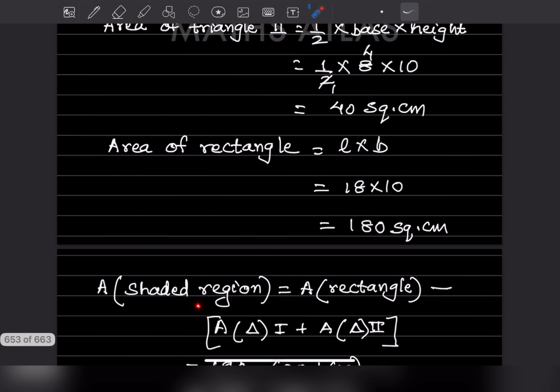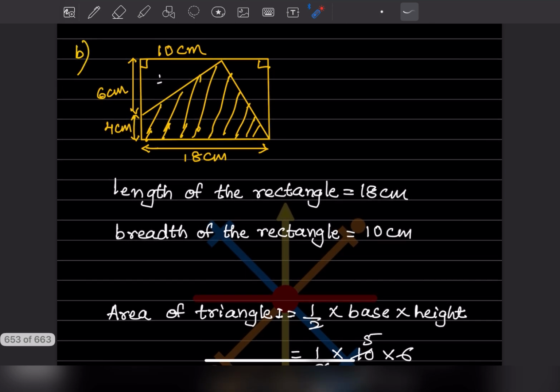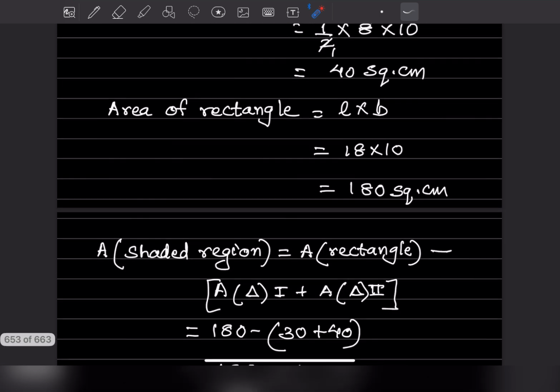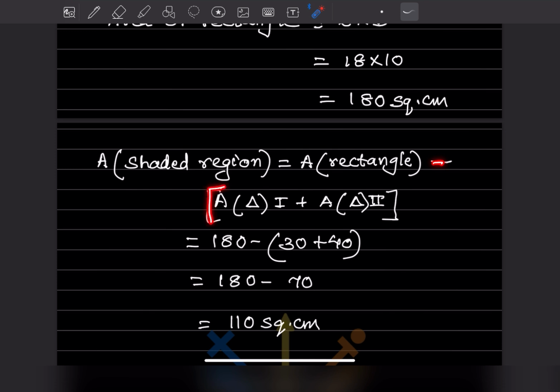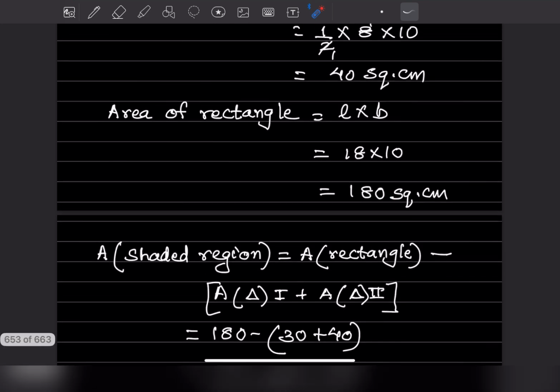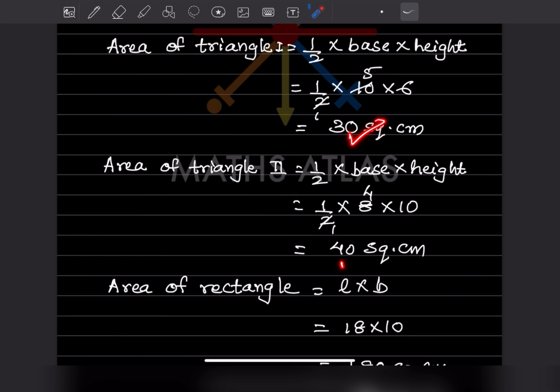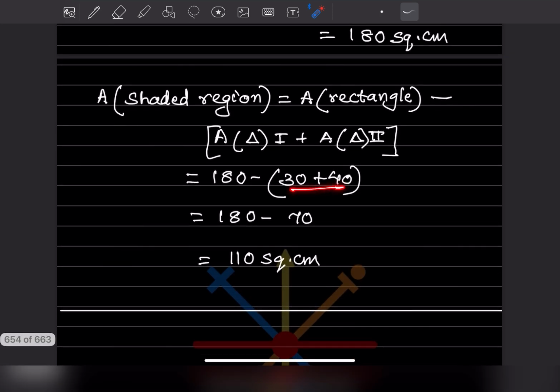So the area of the shaded region will be the area of this rectangle, from which you are going to subtract the area of triangle 1 and the area of triangle 2. We can also write this one minus, and then put this in a bracket, but here you have to put a plus sign. That means minus the area of this triangle minus this one; minus plus becomes minus. So we got the area of the rectangle as 180, triangle 1 is 30, and triangle 2 is 40. So we can write here 30 plus 40, but with a minus, and this bracket is important if you are writing plus here.